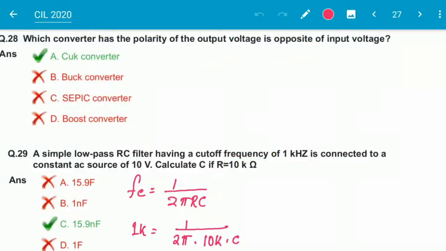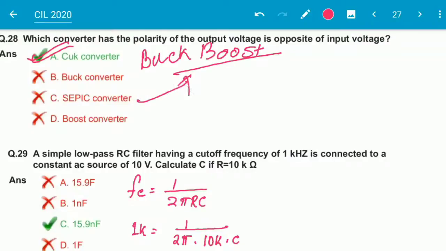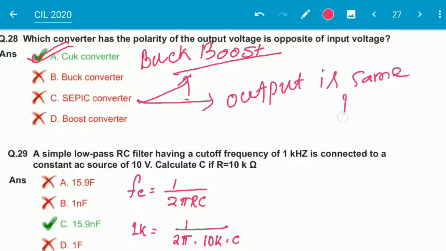Question number 28. Which converter has output voltage polarity opposite to the input voltage? This is the Cuk converter. The Cuk converter is also called a buck-boost converter. The SEPIC converter is also a buck-boost converter, but the output is of the same sign, the same polarity.